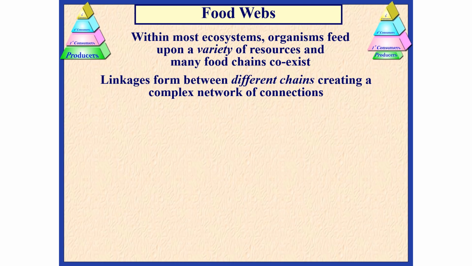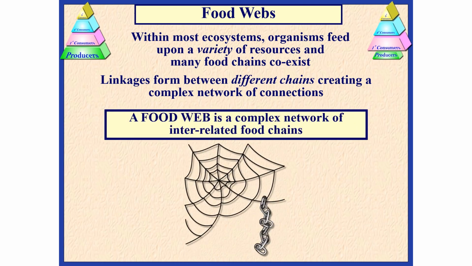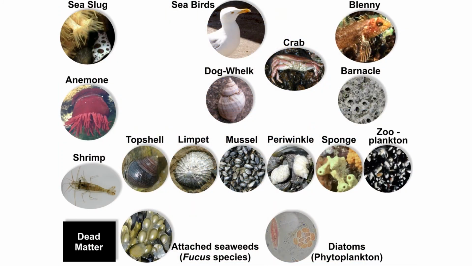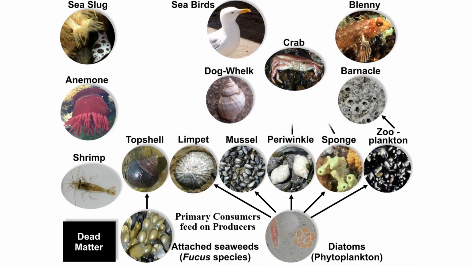So food webs are just a more complex network of a food chain. So within most ecosystems, organisms feed upon a variety of resources and many food chains coexist. So it's not normally as straightforward as we saw on the previous slide. Linkages form between different chains, creating a complex network of connections. And what we can see in a food web, so here we can see an example of a food web.